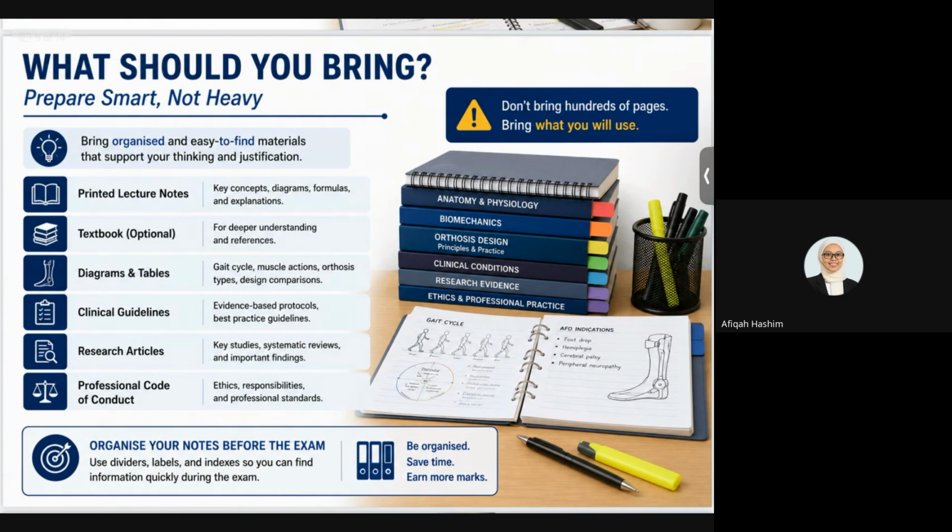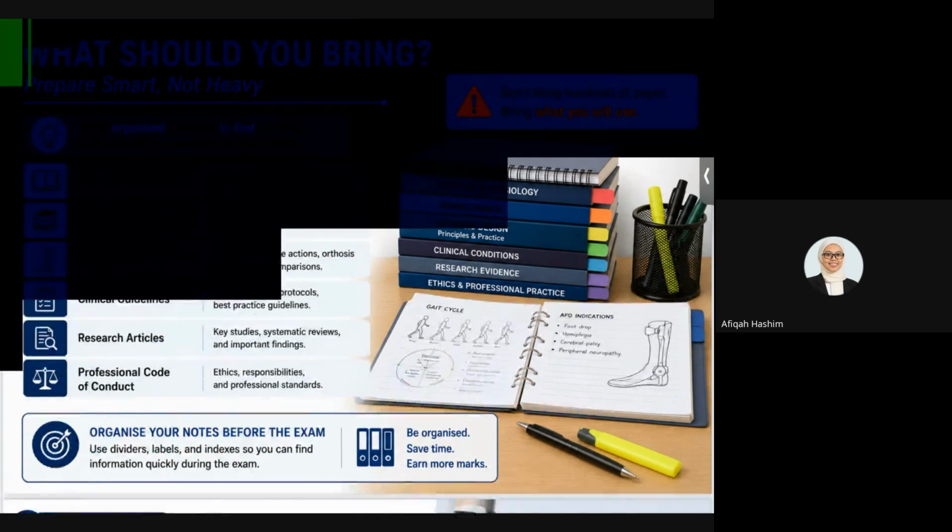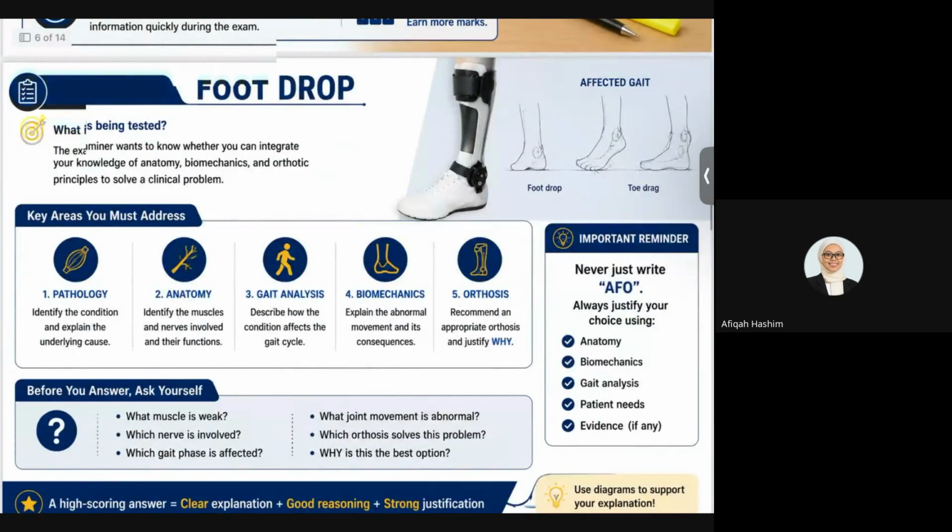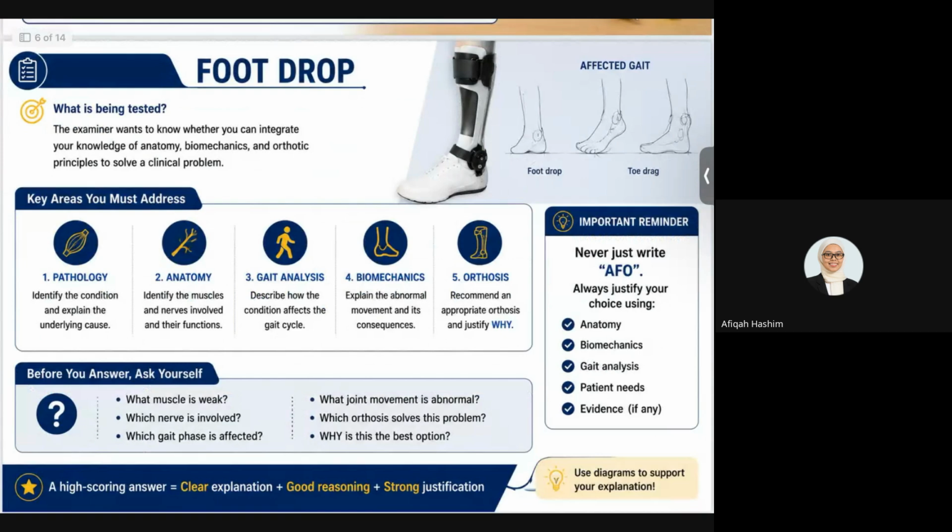Now let's start with one of these. I don't say that foot drop will come in your exam. This is just an example. Maybe foot drop will come, maybe it will not come. I do want to explain what the question is trying to assess. The question is mainly testing your understanding of anatomy, physiology, biomechanics, and more importantly, whether you can integrate all these concepts together.